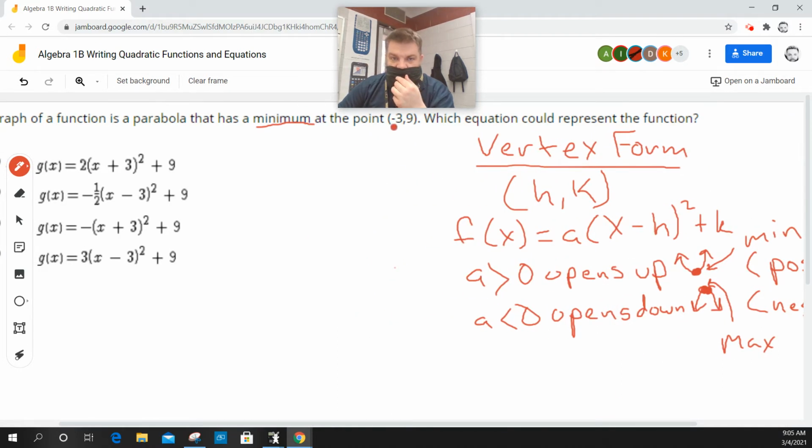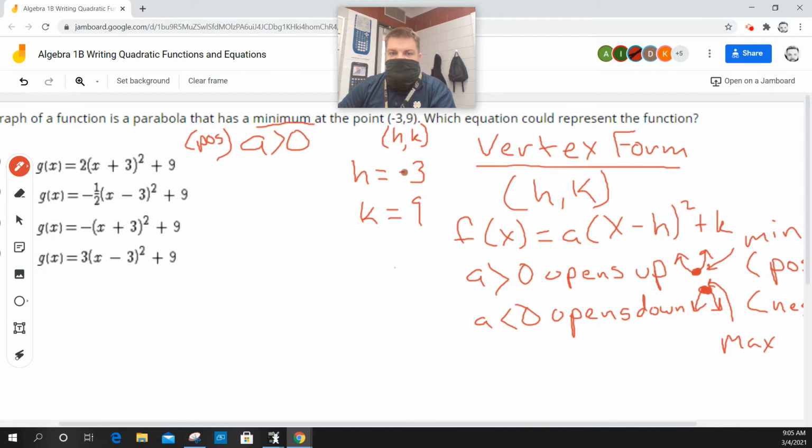So they gave us a lot of information. What's our H? Yeah, H is equal to negative 3. 9 is K, right? Am I right so far? Okay, cool. Now the minimum, what does that tell us about A? A is what? A is positive. It's greater than 0, right? So A has to be positive. Man, I could almost do this problem without graphing it.